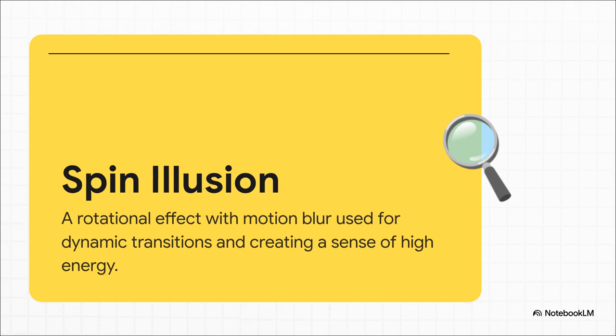Next up, the spin illusion. This is a huge one for transitions. By spinning the whole frame, usually with a ton of motion blur, the editor creates this seamless, incredibly energetic jump from one clip to the next. It keeps your eyes constantly moving, and it means the edit never, ever feels flat.